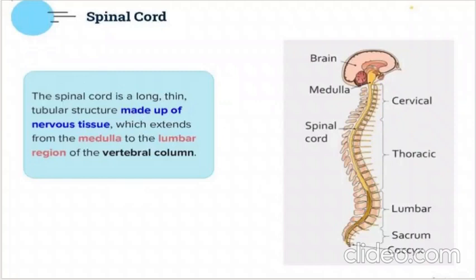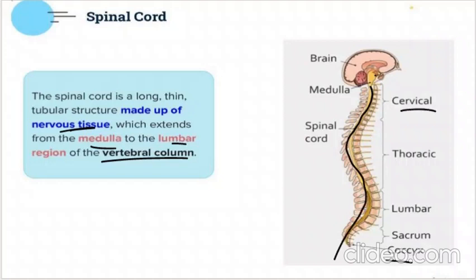All right. Now, next is the spinal cord, the last part of today's session. The spinal cord is a very long, thin, tube-like structure made up of nervous tissue, and it extends from the medulla to the lumbar region of the vertebral column. Here you see it connects to the brain, to the medulla oblongata, and continues till the coccyx, that is the tailbone. The top part is known as cervical, the middle is thoracic, and then the lumbar, then the sacrum and the tail.